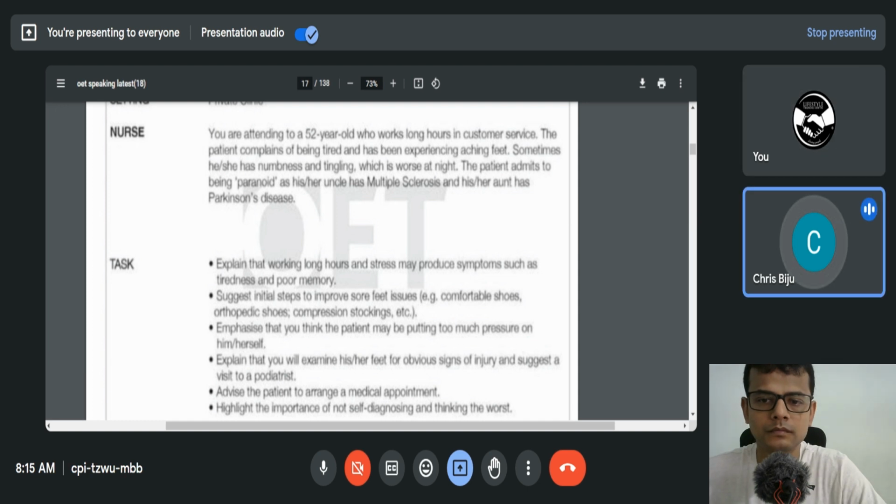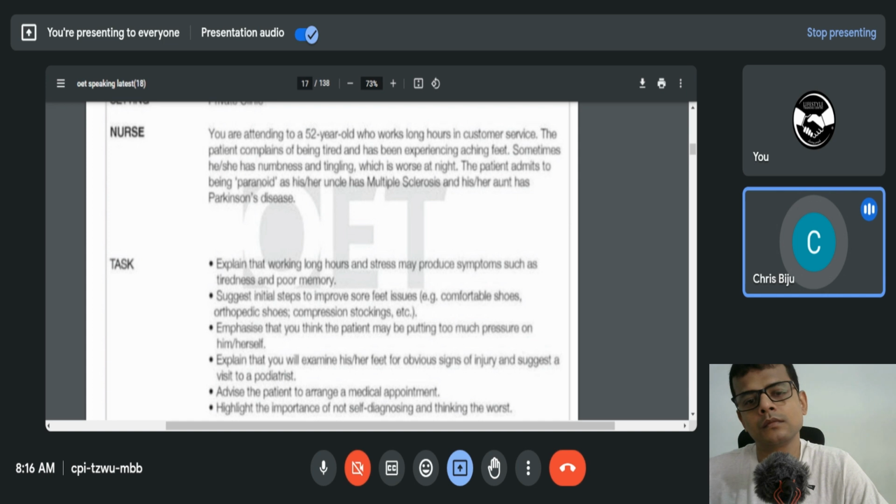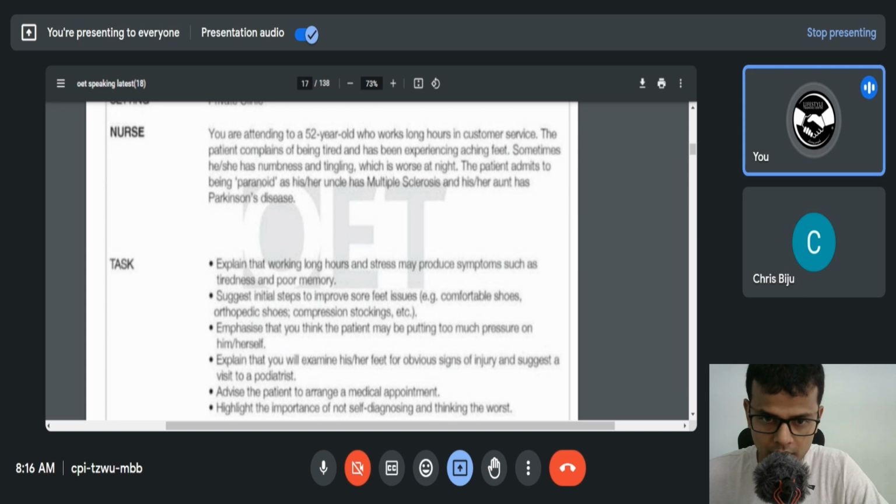Do you get rest periods in between your work? That's very rare. Does your work involve a lot of stress? Yes, in fact. Do you have any memory issues?